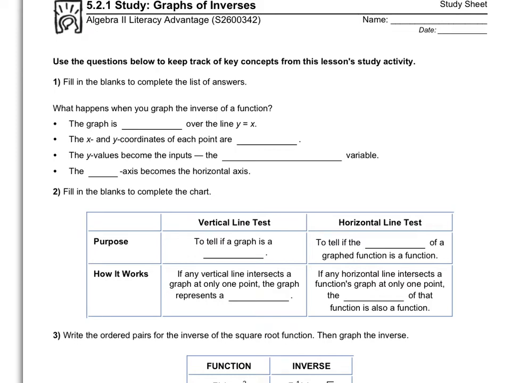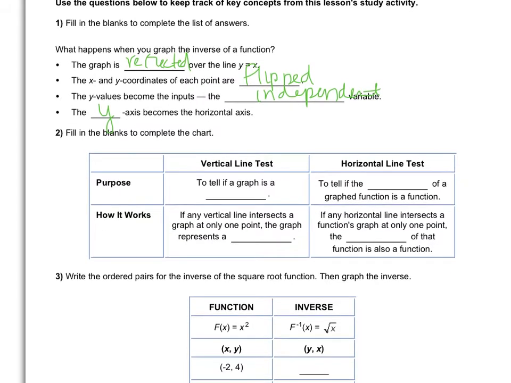So inverses are where we flip things. If I want to talk about what happens when I graph the inverse of a function, that means the graph is reflected over the line y equals x. And the x and the y coordinate of each point are flipped. So they're going to be switched. The y values become the inputs and the independent variable. And the y-axis becomes the horizontal axis.